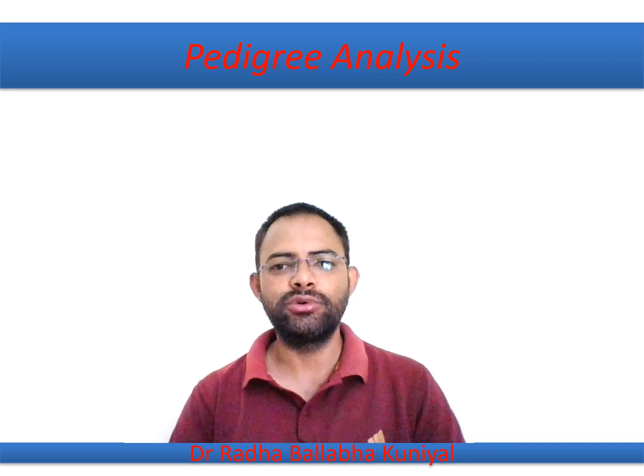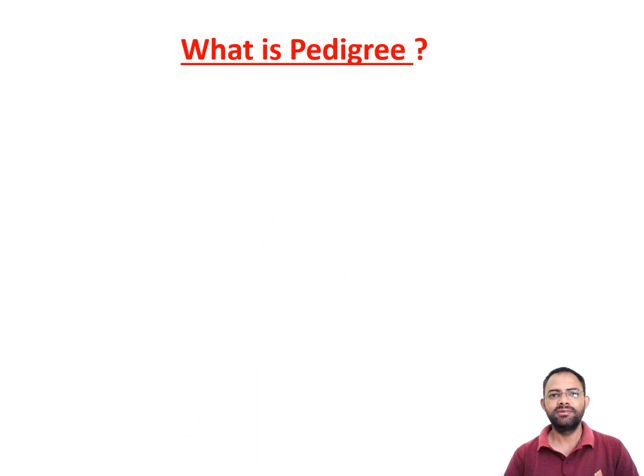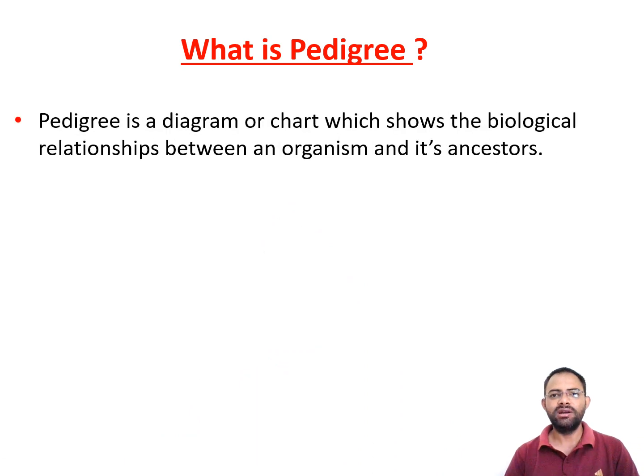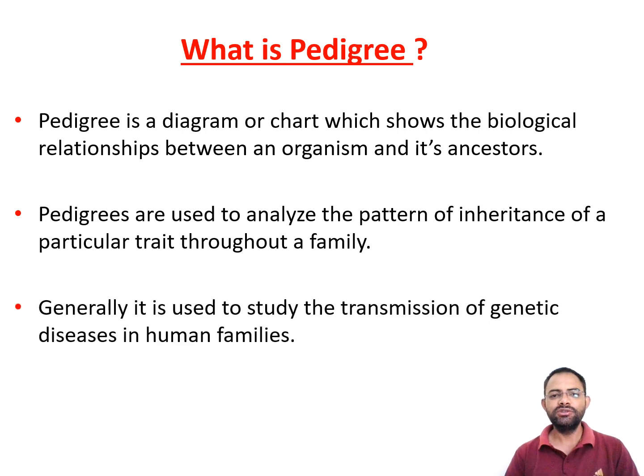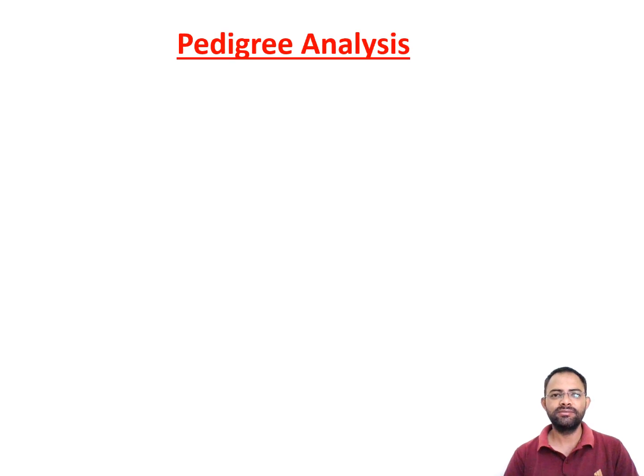In today's session, I am going to discuss pedigree analysis. Before going to the pedigree analysis, we should know what a pedigree is. A pedigree is a diagram or chart which shows the biological relationships between an organism and its ancestors. Pedigrees are used to analyze the pattern of inheritance of a particular trait throughout a family. Generally, it is used to study the transmission of genetic diseases in human families, and it can be used for any species and any inherited traits.